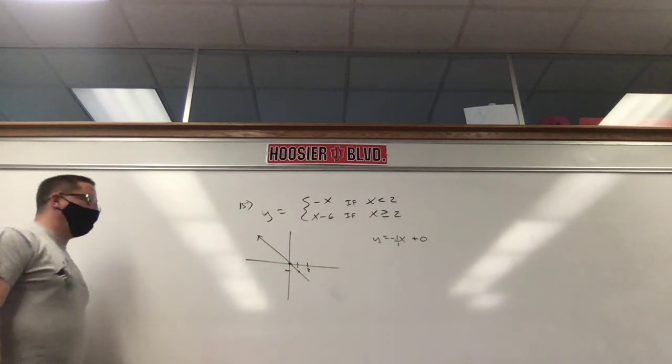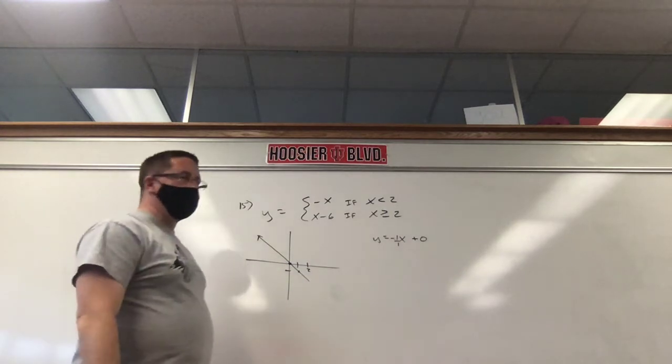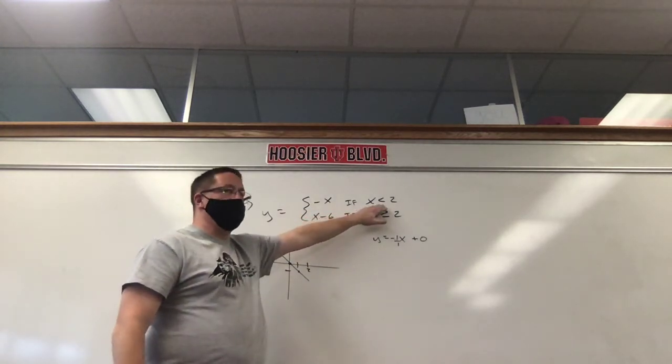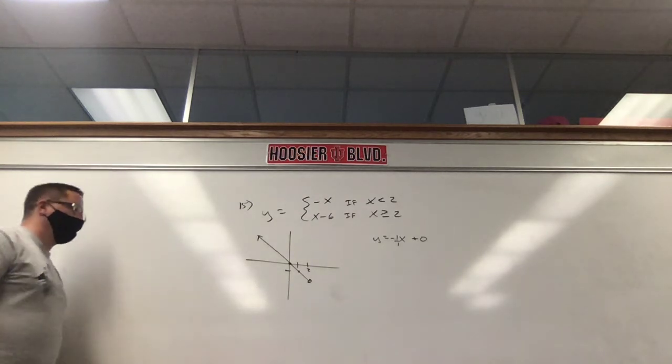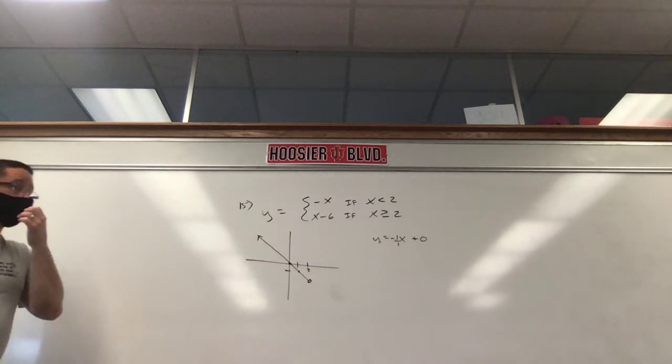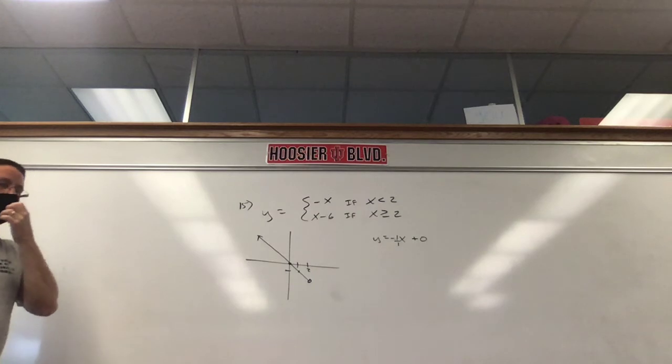Now, do we include 2? Is 2 included in this graph right here? Is 2 less than 2? No, it's not. So is it included? No. So here's what we have to do: we have an open dot there. What does the open dot mean? It means not including.